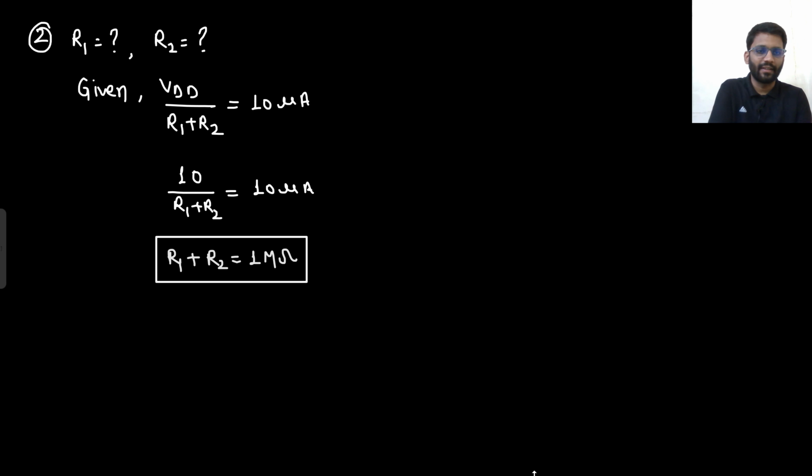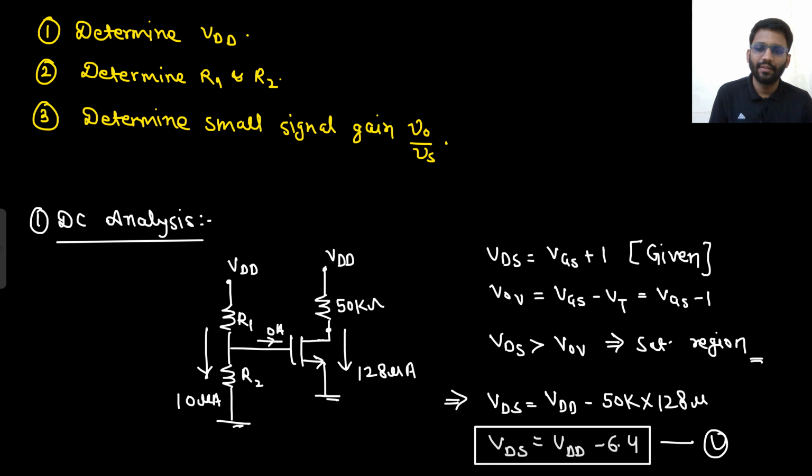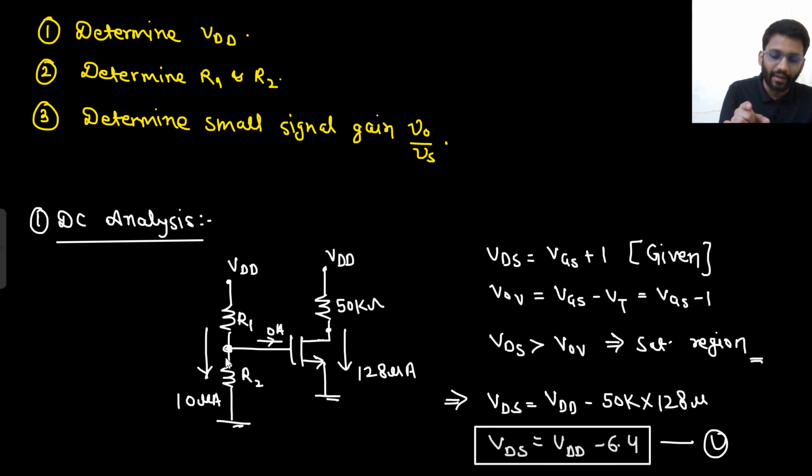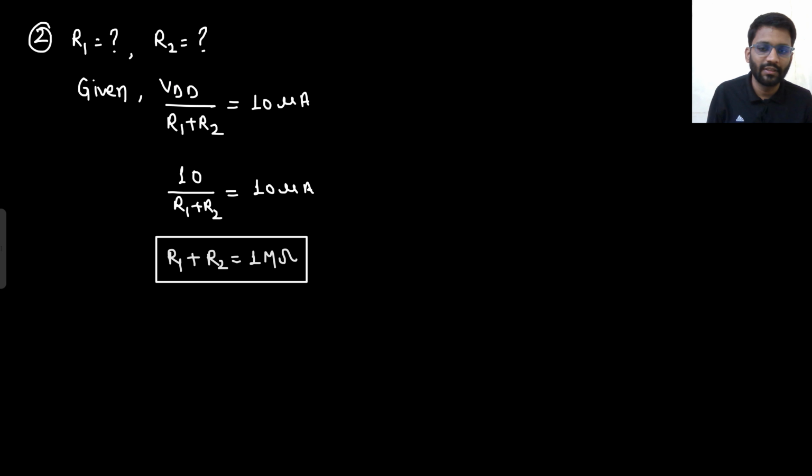Now, how do I get another equation? Because there are two variables, R1 and R2, I need to determine one more equation. So how do I get that? I know one thing, that my VGS value is 2.6. And here what is the VGS value? VGS value is 10 micro into R2. Say yes or no. This potential is equal to VGS only. So 10 micro into R2 is equal to VGS.